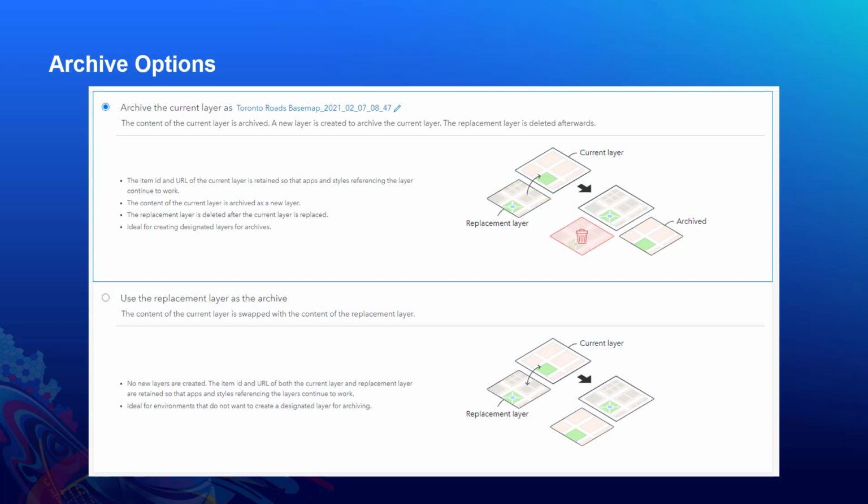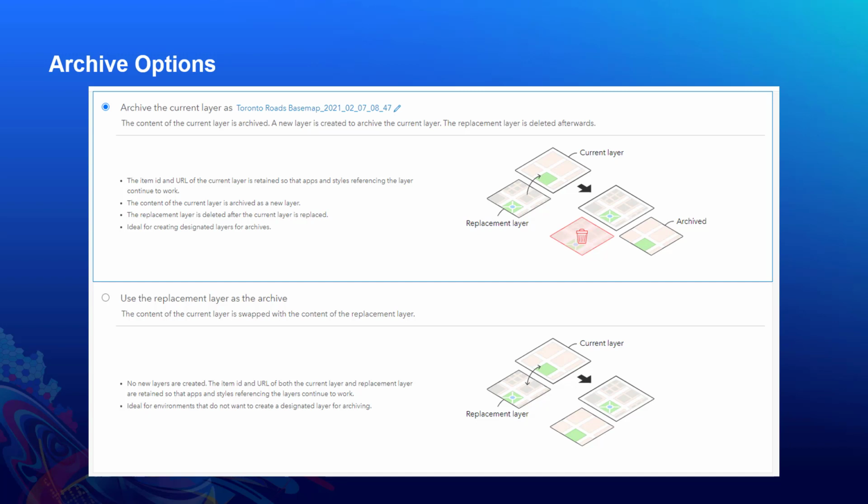Replace Layer includes two different archive options to choose from, depending on what you want to do with the layers you are replacing. The first option allows you to create an archive of the content in your current layer in a new item. The original item ID and URL of that layer will now contain the content of your replacement layer, and the replacement layer item will be deleted. This scenario is ideal for creating designated layers for archives.